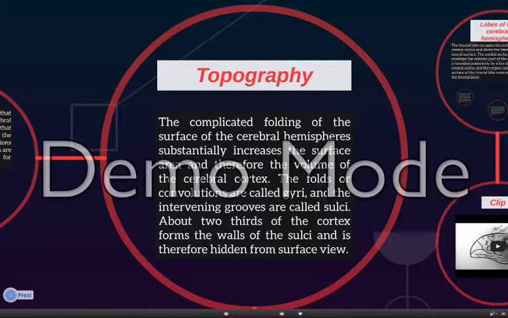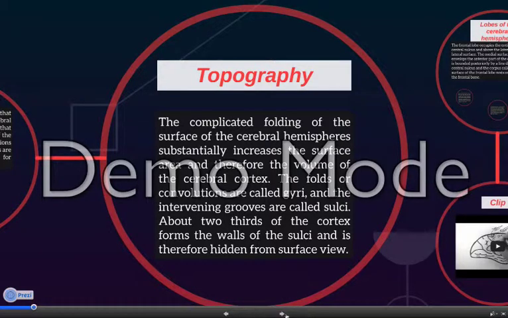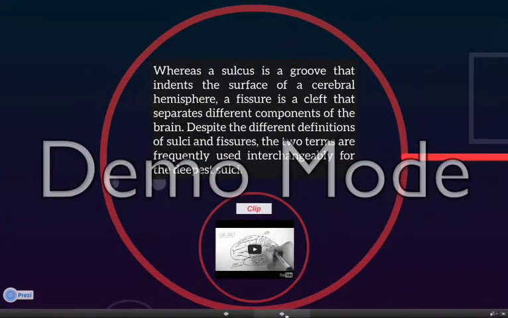About two-thirds of the cortex forms the walls of the sulci and is therefore hidden from surface view. Whereas a sulcus is a groove that indents the surface of the cerebral hemisphere, a fissure is a cleft that separates different components of the brain. Despite the different definitions of sulci and fissures, the two terms are frequently used interchangeably for the deepest sulci.